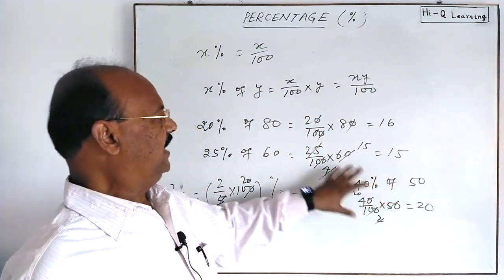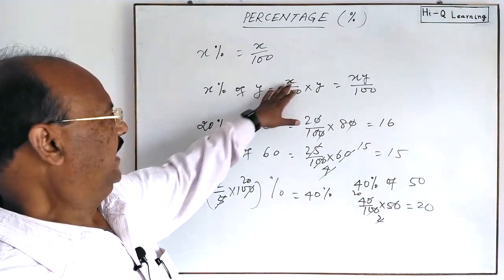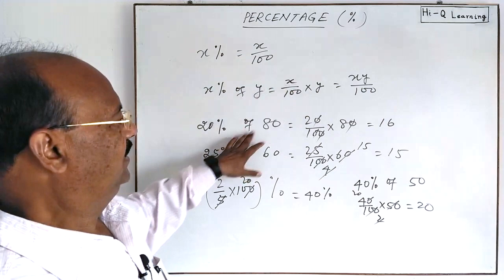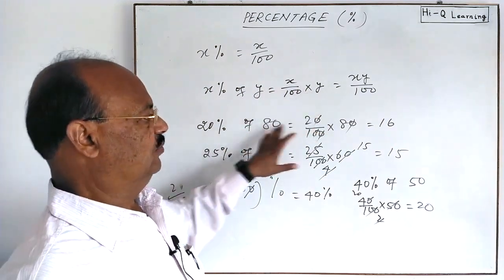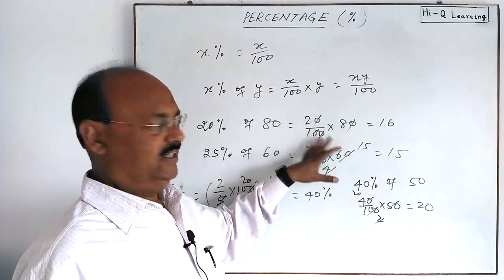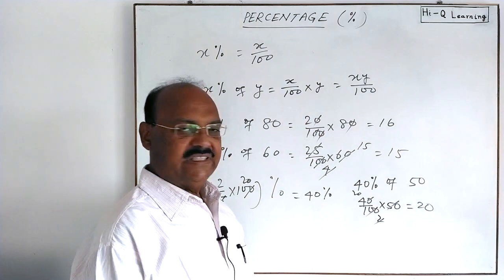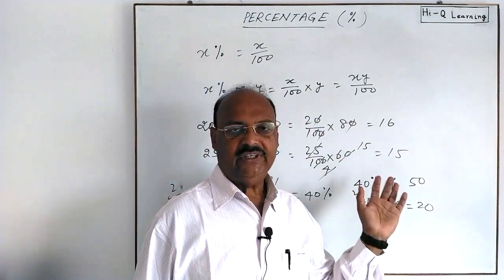So in this way, we can calculate the value of percentage very easily by dividing this number by 100. And in place of of, we have to put the multiplication sign, and again this number will be here, and simplify it, we'll get the answer. Very simple. And in the next video, we'll see very interesting and important questions from the same topic, percentage.